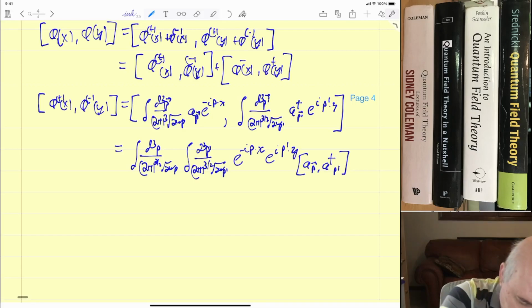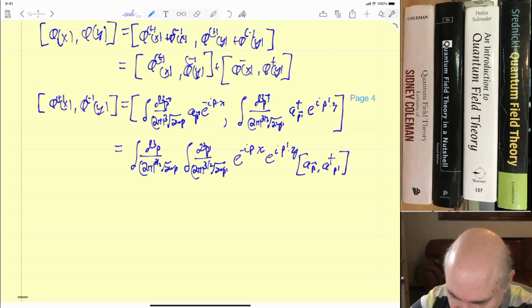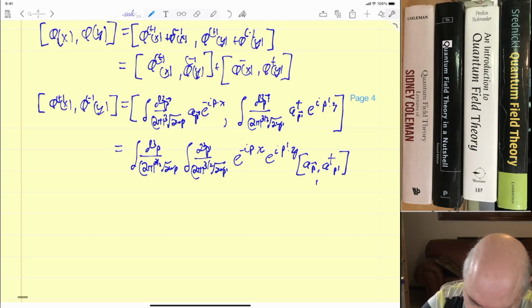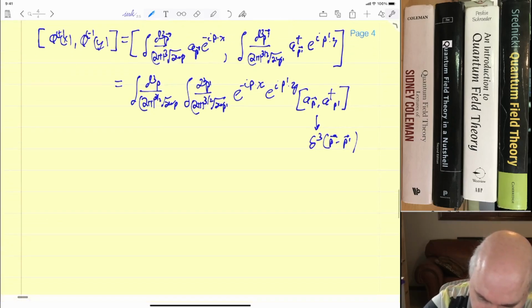Just want to correct something in my notes. Okay, and we know that this over here is just equal to del 3 p minus p prime. So that lets us do one of the integrals easily.